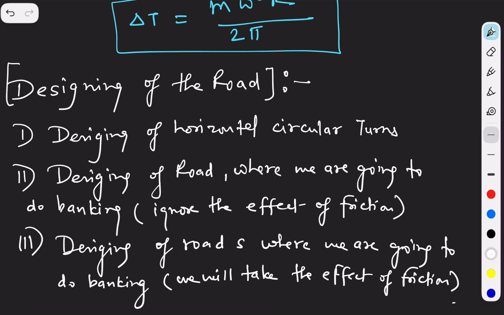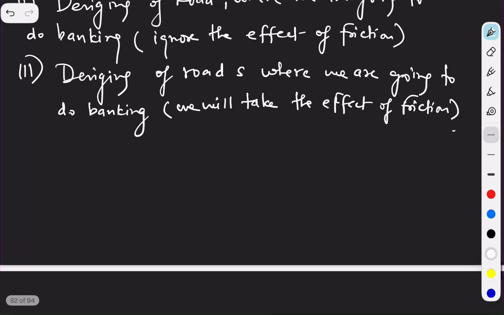So let's see the first case, that is horizontal circular turns. Let's try to understand this case.